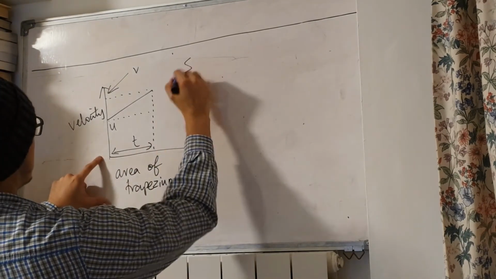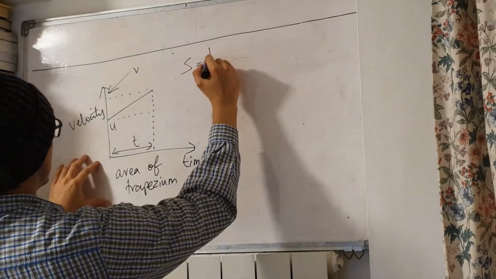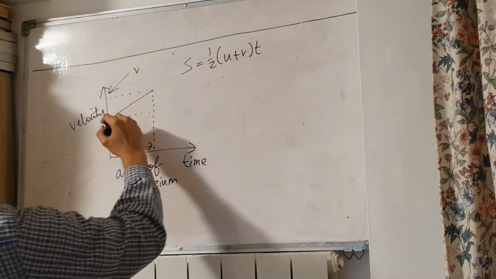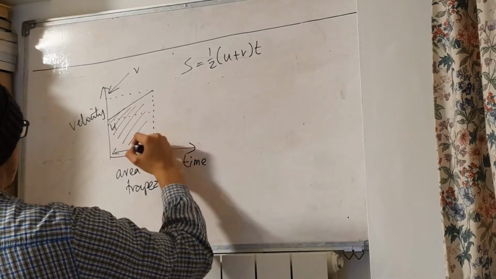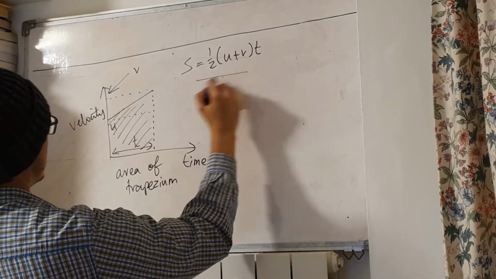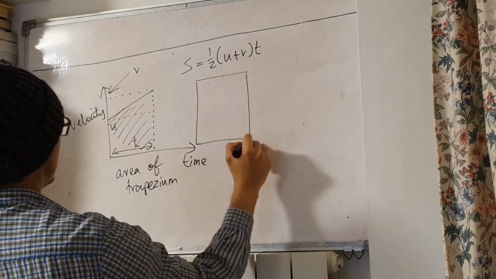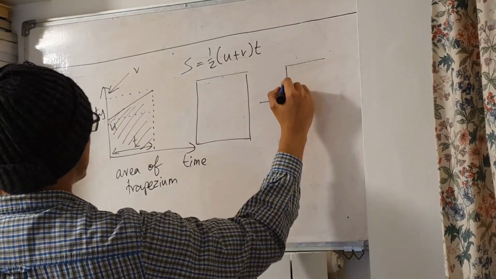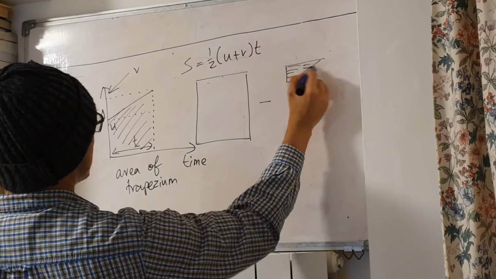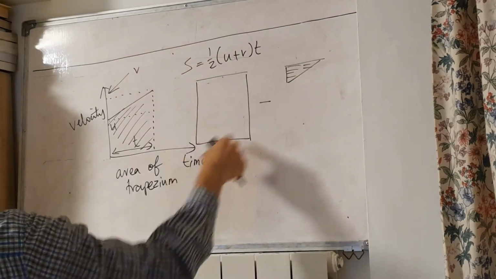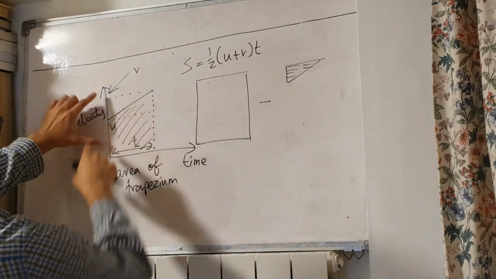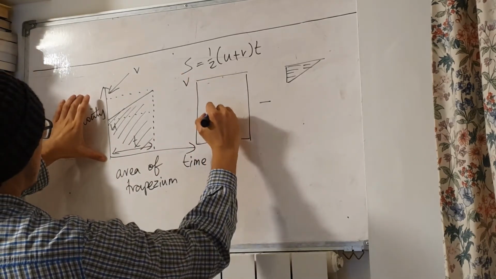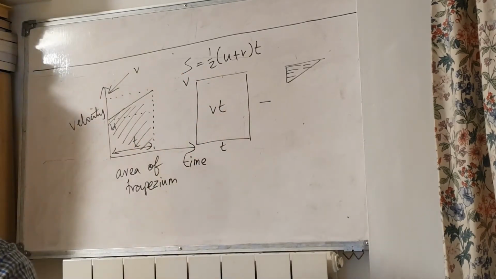I'm just going to label the v and u. So using the trapezium, you get s is equal to half open brackets u plus v, close brackets, t. So another way to visualize it is to have a rectangle minus the triangle. Now what is the area of the rectangle? The area of the rectangle is the height of that rectangle times the width. So in this case it is vt.